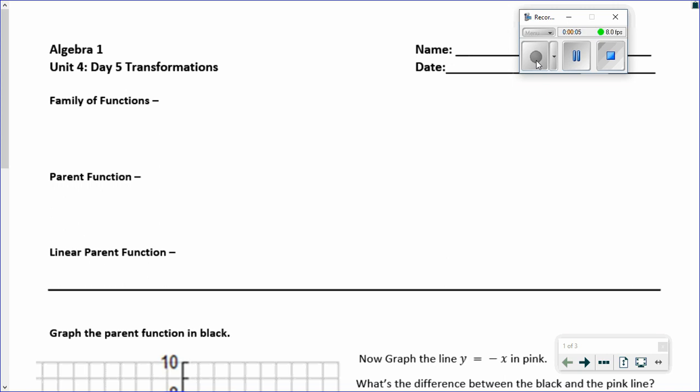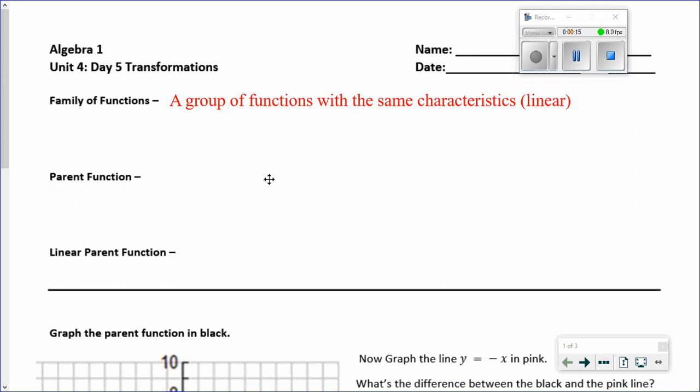Today we're going to be talking about transformations with linear functions. So let's talk about family of functions. A family of functions is just a group of functions with the same characteristics. We're going to be talking about linear today. So all of these functions that we're talking about are going to create lines.